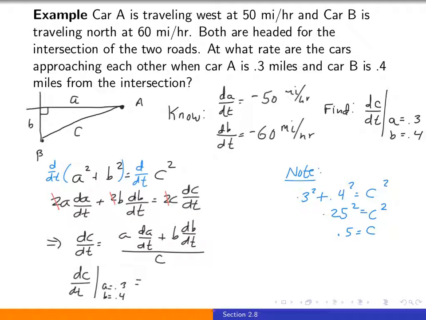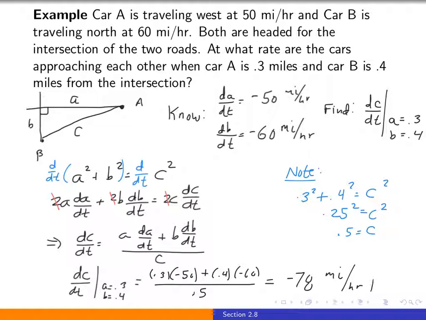And we can now plug in all of these values. So we have 0.3 for A, dA/dt is minus 50, plus B is 0.4, dB/dt is minus 60, and this is all divided by C, which is 0.5. And if you plug this into a calculator, what you will get back is minus 78. The units to go with this, since it's a rate of change of distance, are miles per hour, so minus 78 miles per hour.